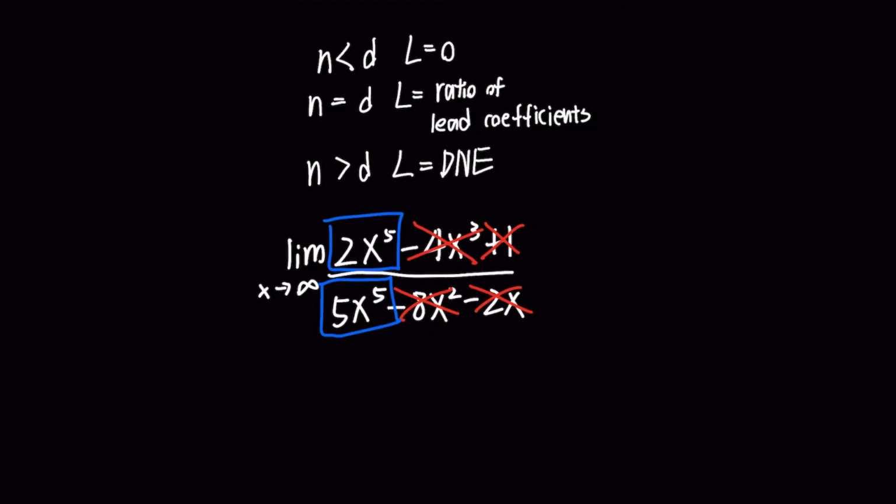So what do we notice? We notice that the degrees are the same. It's all to the 5th power. That means that we got to look at this middle rule right here, where n equals d. It means that the limit is the ratio of the leading coefficients. So the limit is 2/5, and it's that easy. That's the final answer.